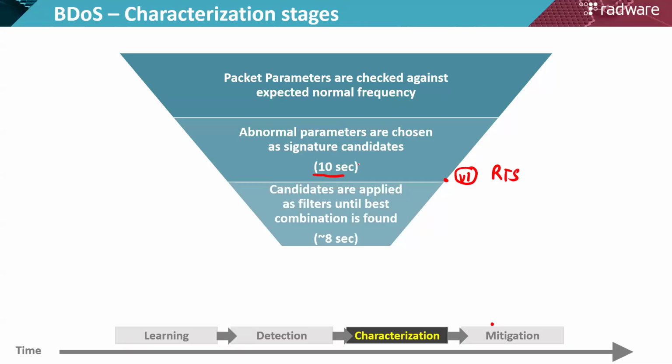Now this is created within 10 seconds. An initial RTS is created and the mitigation starts from this point, from the 10th second. But after that, since the characterization and mitigation phases are working together, they constantly check whether this is the best RTS, or whether we can change the parameters in order to get to the best RTS. They are constantly checking whether applying this RTS reduces the degree of attack.